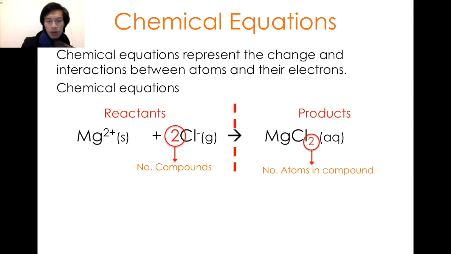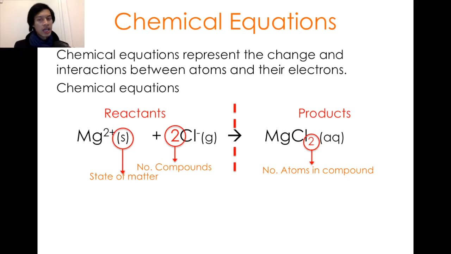The third thing, this little bracket, tells you the state of matter. S stands for solid, which means magnesium coming into this reaction was a solid. Chlorine coming into this reaction was a G, a gas, and magnesium chloride coming out of the reaction is what we call aqueous. In other words, it dissolves in water and will separate within water. If it was an L, it would say a liquid. So that tells you the state of matter in this reaction.